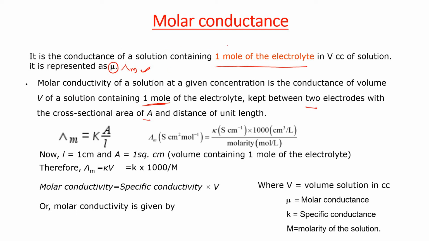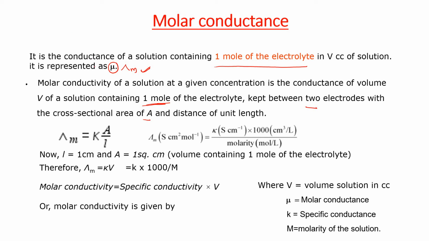1 mole of electrolyte having 2 electrodes in which the distance between the 2 electrodes is 1 centimeter, and the area of cross section is 1 centimeter square. Then that conductance is called molar conductivity. Molar conductance or molar conductivity.